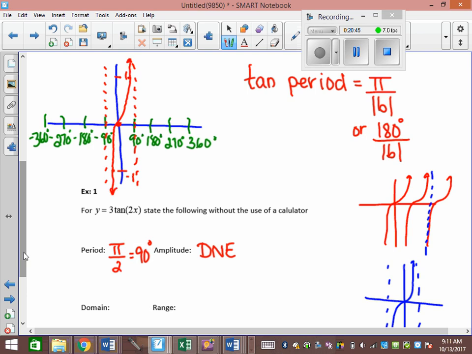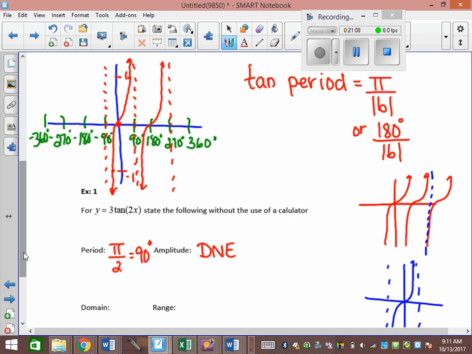And trig functions, they keep going on forever. They're periodic, right? It keeps going, keeps going. So this graph, same thing's going to happen. I'm going to get myself another asymptote at 270 because it repeats itself every 180, and I'm going to get myself the same graph. And it's just going to keep doing that, and doing that, right? So the amplitude's not going to change, okay?